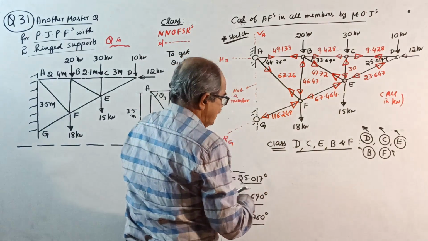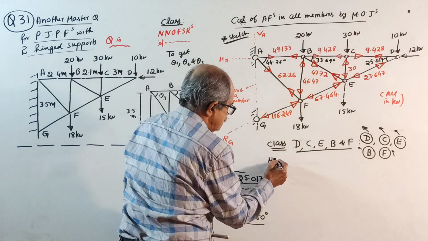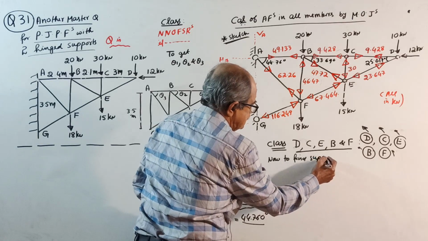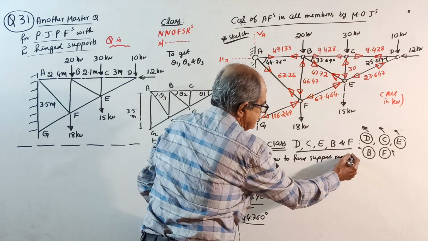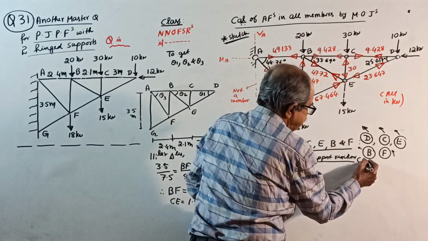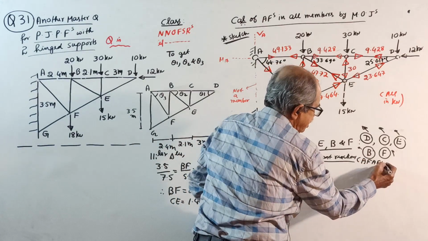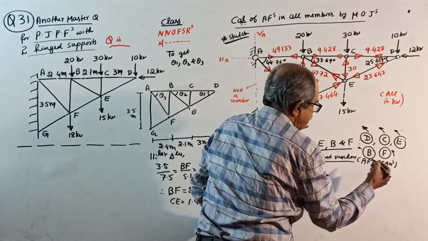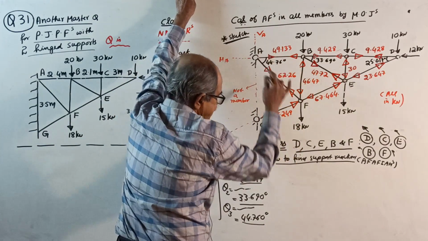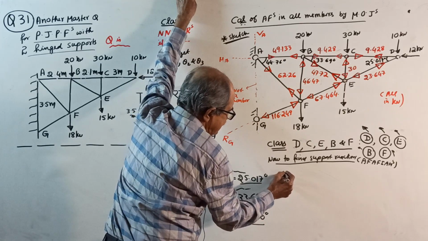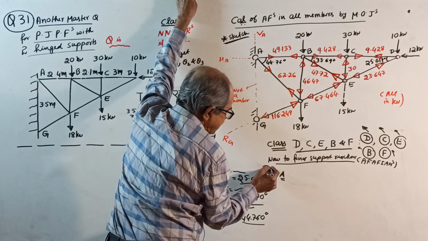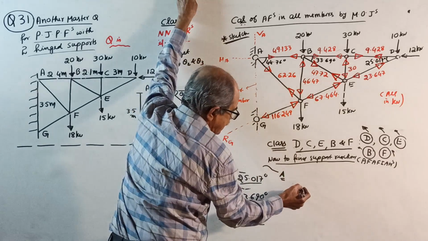Lastly, to find support reactions. After finding axial forces in all members by method of joints, what you do is consider the hinge here. Consider A. Consider the hinged support at A. Put a pin here. You should solve this one.